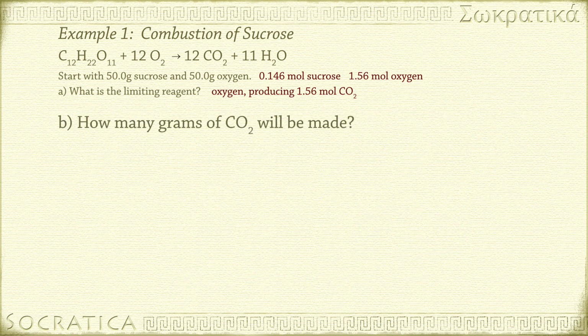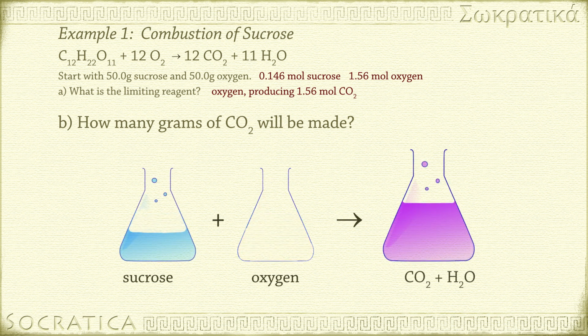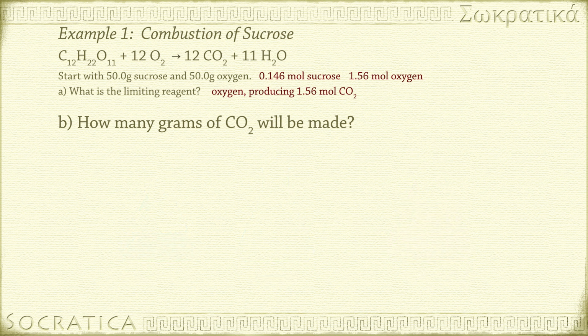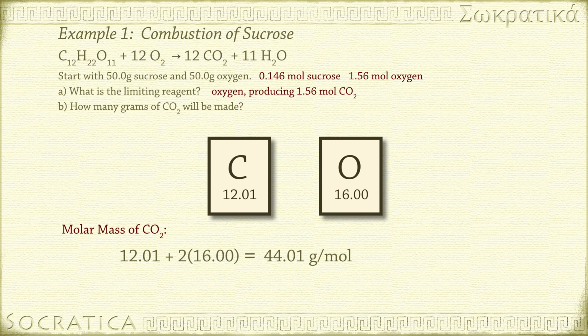Next, let's find how many grams of CO2 will be made. Since oxygen is the limiting reagent, that will determine how much CO2 will be made. Once all the oxygen is used up, the reaction stops, even though there will be sucrose left over. We found in Part A that 1.56 moles of CO2 will be produced. We'll use the molar mass of CO2 to convert this to grams. Molar mass of CO2 is 12.01 plus 2 times 16.00 equals 44.01 grams per mole.